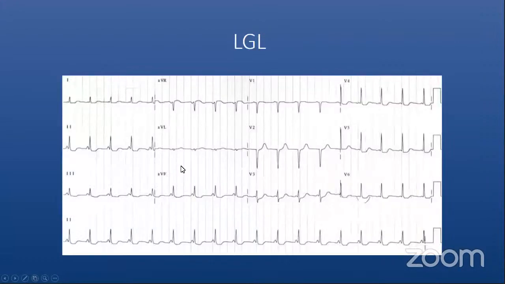This is Lown-Ganong-Levine syndrome. Let's look at that P wave, PR interval. The PR interval is very short, but then look at that QRS duration. The QRS duration is normal. There's no delta wave as such, but there's a normal QRS duration with a short PR interval.